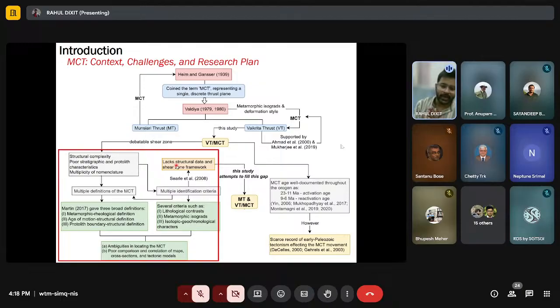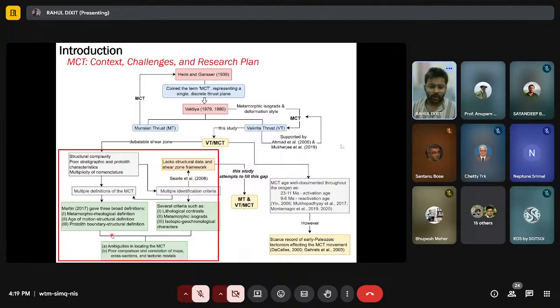And most of these criteria that are being used to identify the MCT lack the shear zone framework, which is the primary requirement to identify any shear zone, because of all these complexities that are present in the region.